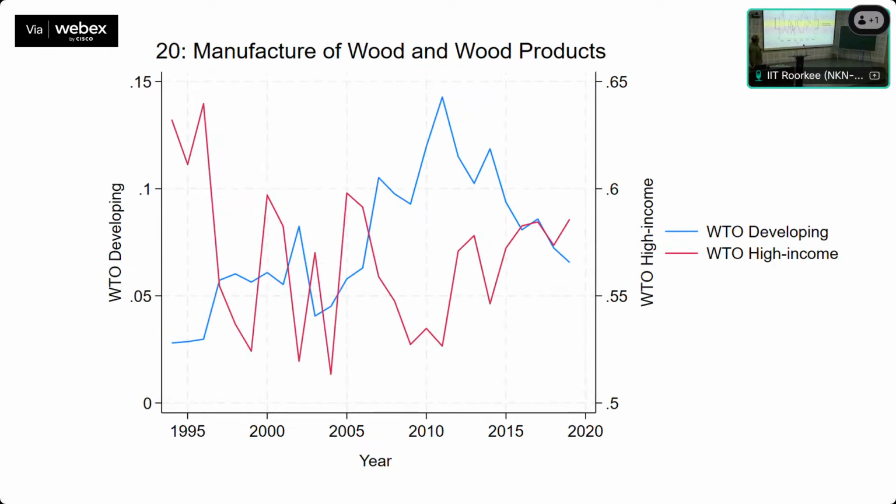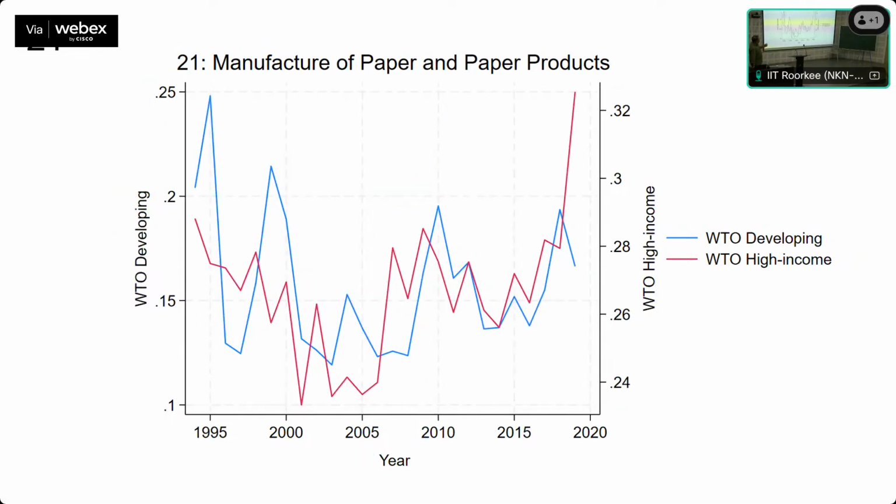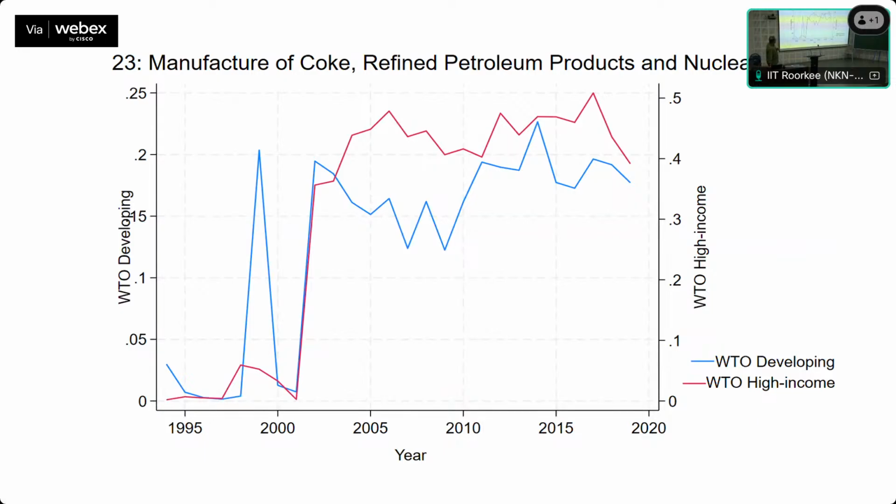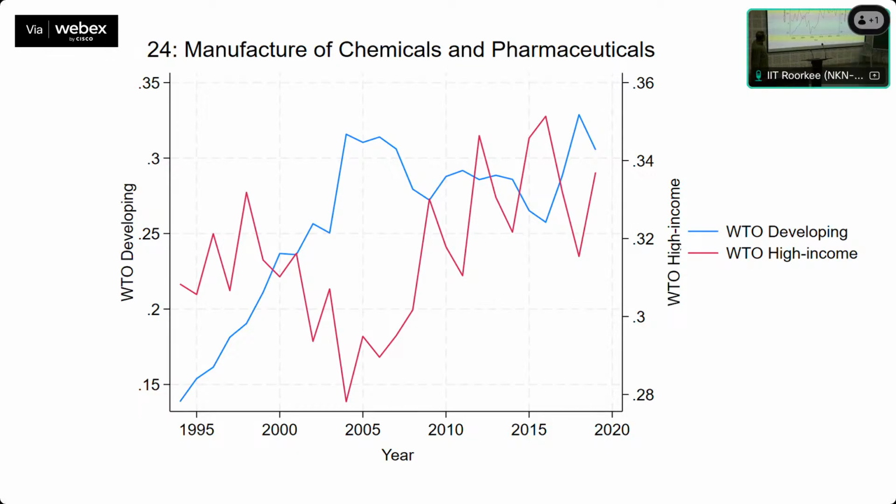Wood products, not much change. I'm not worried. Paper products, yes, not much. You can see this growth again happens for both developed and developing when the privatization started. There's a huge growth in exports towards both developed and developing. Privatization started. Chemicals, pharmaceuticals, huge growth in developing versus developed.